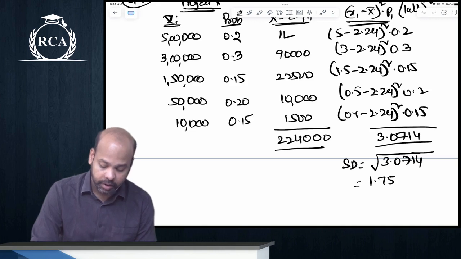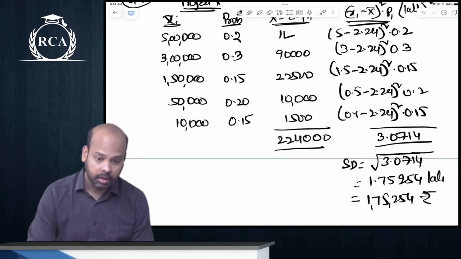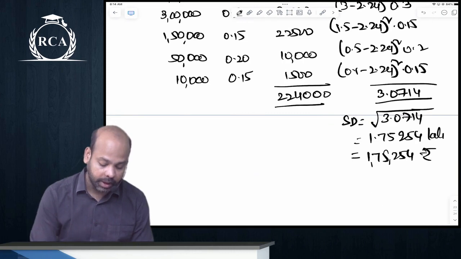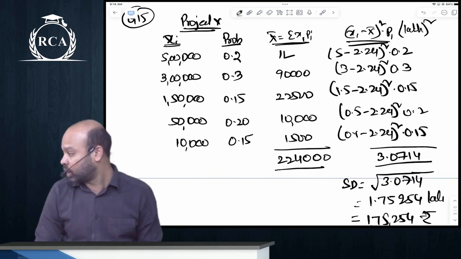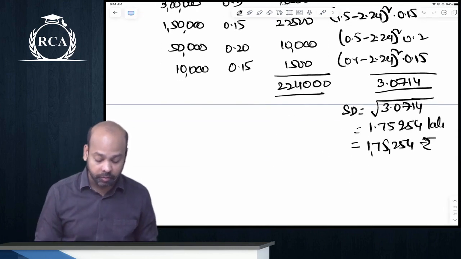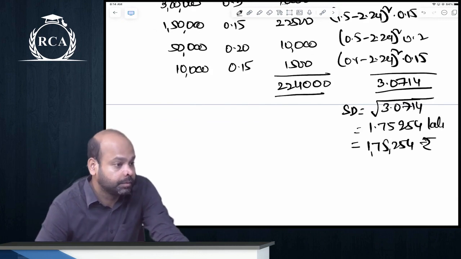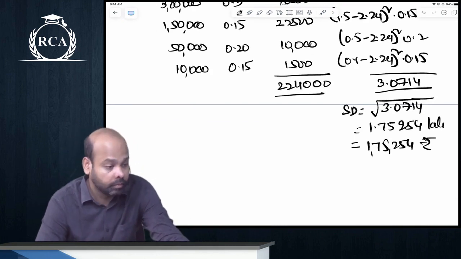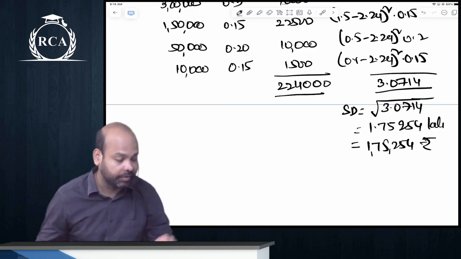1.75, 75254 lakhs, so that is 1,75,000 beta 254 rupees. All right, I'm anyways writing expected cash flow full amount no beta, so that is why I'm writing here. 2,24,000 is your expected cash flow beta, and you will get standard deviation as 1,75,254 rupees. Do you get this? That is 3.0714 lakh square beta. Based on that, we are getting this 175,254.